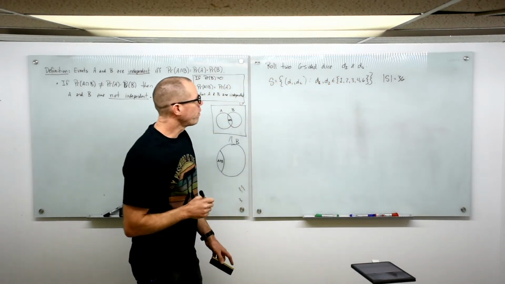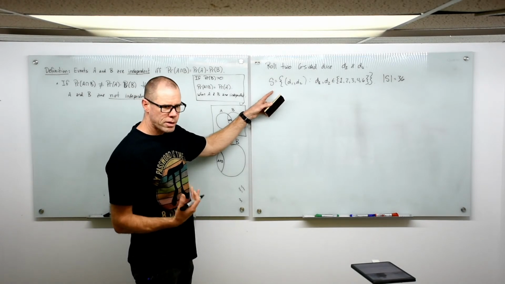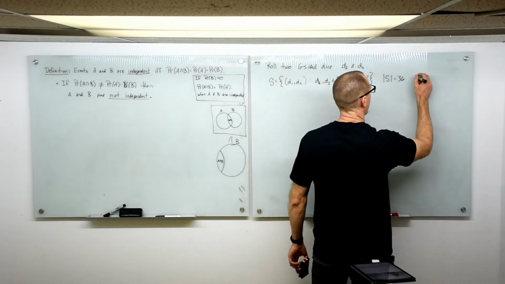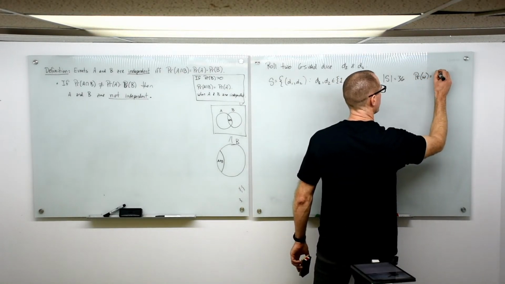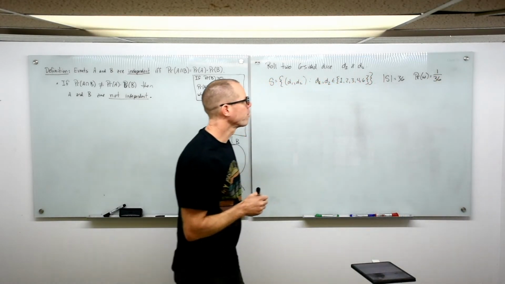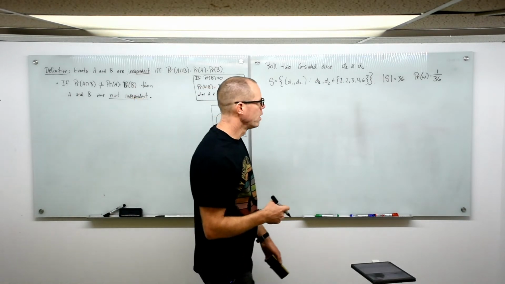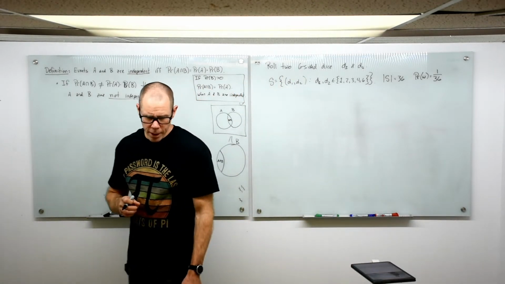And we had already defined this as a uniform probability space, and we'll stick with that definition, meaning that the probability of any particular outcome is equal to 1 over the size of S, which is 1 over 36. So the probability of any particular outcome is exactly 1 over 36.